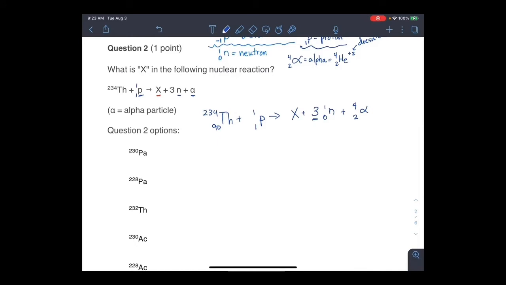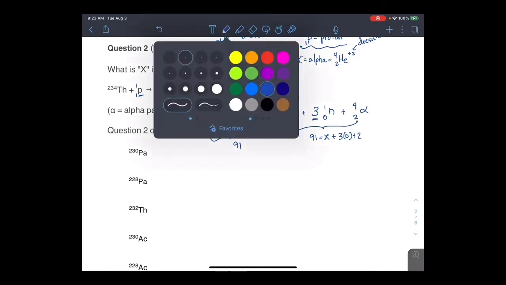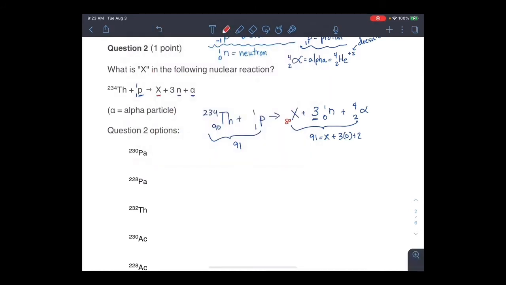And then to balance it, on the left, I have 91. That means on the right, I need to have 91. So whatever is with X, plus 3 times 0 for my neutrons, which is still 0, I don't have to write it, plus another 2 for my alpha particle, must all add together to be 91. So this guy, let me change color, this guy must be 89. All right.